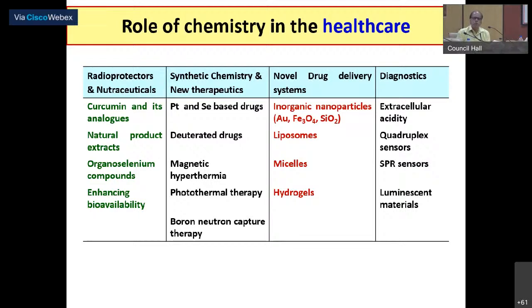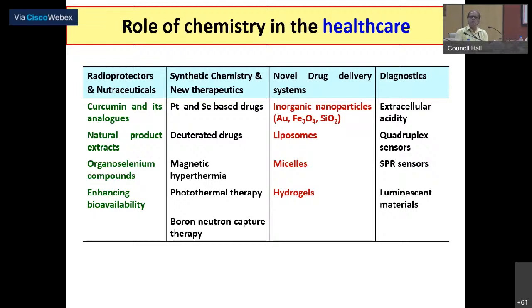Synthetic chemistry and materials chemistry go hand in hand. They are almost like two sides of the same coin. One has to make new methods of synthesis of new drugs, deuterated drugs, magnetic hyperthermia, photothermal therapy, and a new concept which is emerging very rapidly is boron neutron capture therapy.